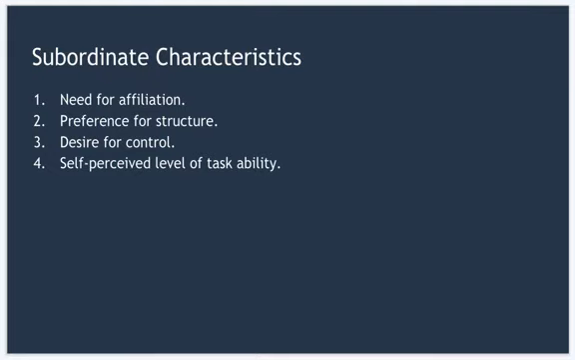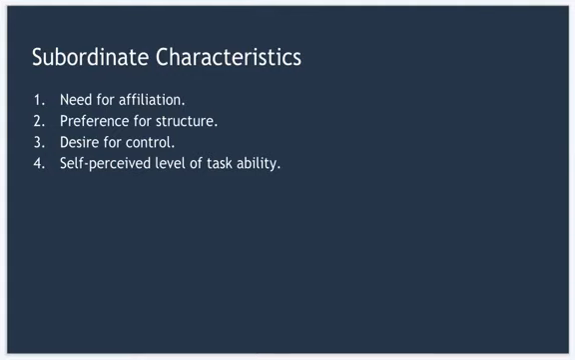Next, we have preference for structure. Now, this describes a subordinate's preference for structure and rigidity in their working practices and relationships. Subordinates who prefer more structure will obviously be more suited towards directive leadership. Next, we have desire for control, and desire for control refers to whether a subordinate has an internal or external, what's called locus of control. And I'll put a link to an article about locus of control below this video as well.